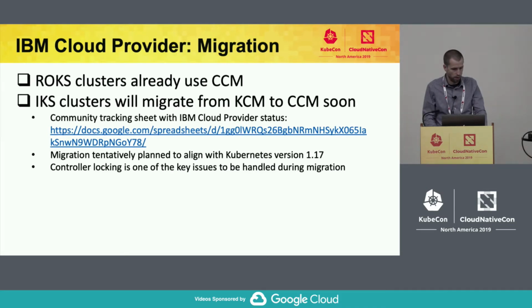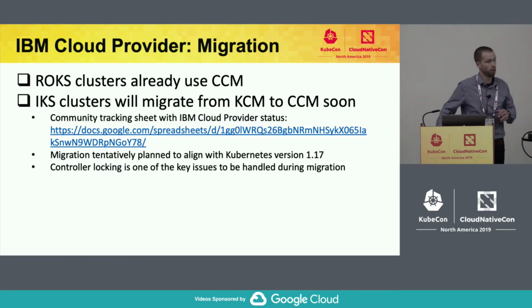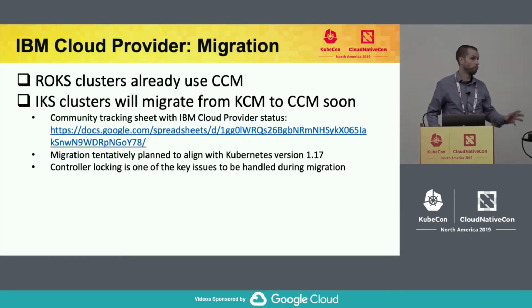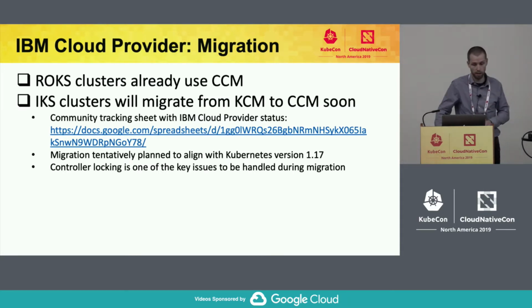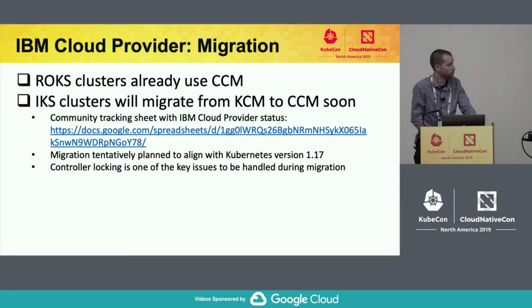All right, so next steps, migrating. Because we're not in Kube core base, we don't have to extract anything. Other cloud providers do, but we do need to migrate. Now, if you're running ROCs, the Red Hat OpenShift clusters, they already have migrated and they're using the CCM today, so no action required. That's already ready to go. For our IKS clusters, we need to do the migration from KCM to CCM, and we're hoping to do that soon. Time frame in 1.17 is hopefully, if we can achieve that, when we'd like to do the migration.